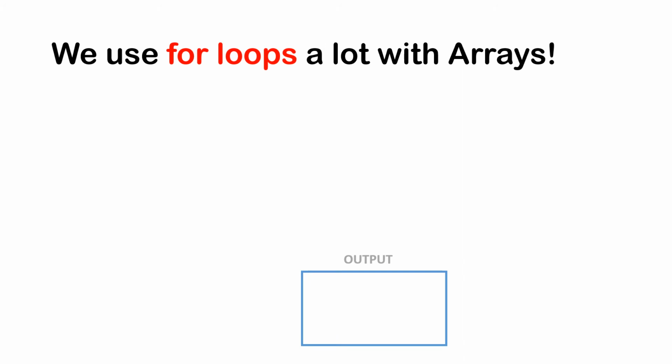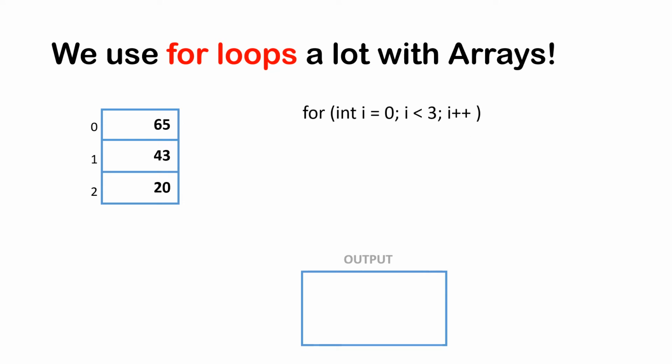We use for loops a lot with arrays. Here's our little integer array with 3 integers. And if we wanted to print those 3 values, we could do a for loop. for (int i = 0; i < 3; i++). So you're going to see this loop count 0, 1, 2, and then stop. We'll put our curly bracket, System.out.println(num[i]), and then close our curly brackets.